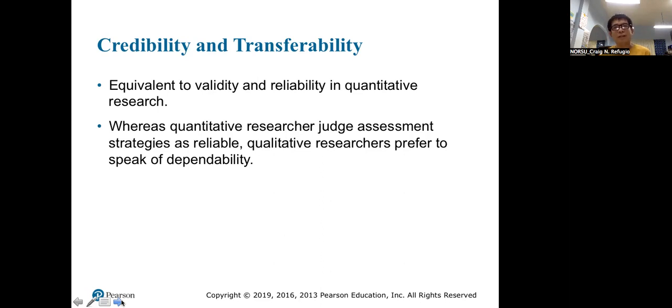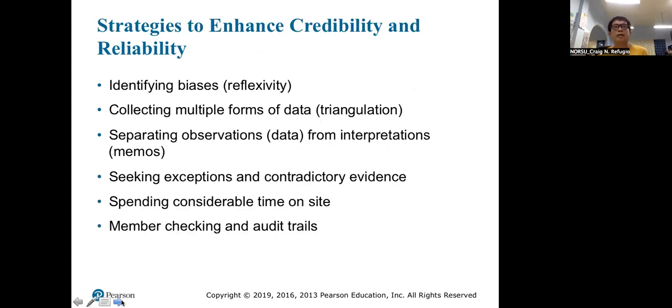Whereas quantitative researchers judge assessment strategies as reliable, qualitative researchers prefer to speak on dependability. So in terms of quantitative, we look into the reliability. In terms of qualitative researchers, we speak into dependability. Strategies to enhance credibility and reliability.